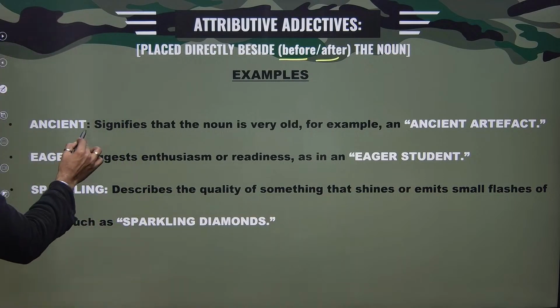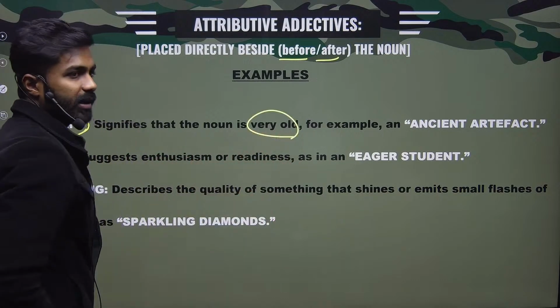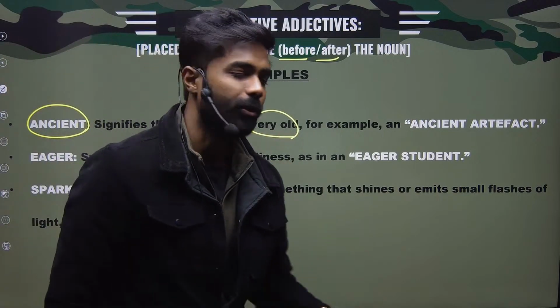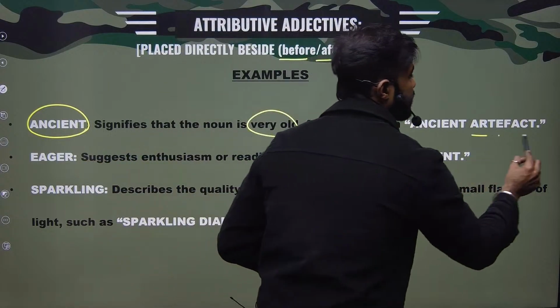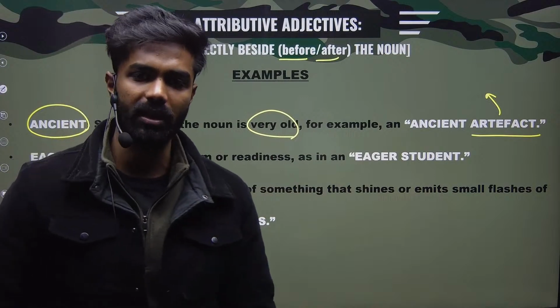For example, ancient means very old. Ancient means something which is very old. For example, artifact. What do you mean by artifact? A new word for you. Okay, vocabulary, synonyms and antonyms. Note it down.